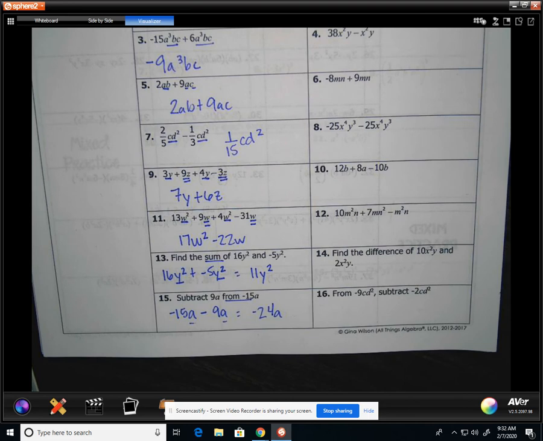So now what y'all are going to do is try 2 through 16, and if you have questions, you need to be asking.